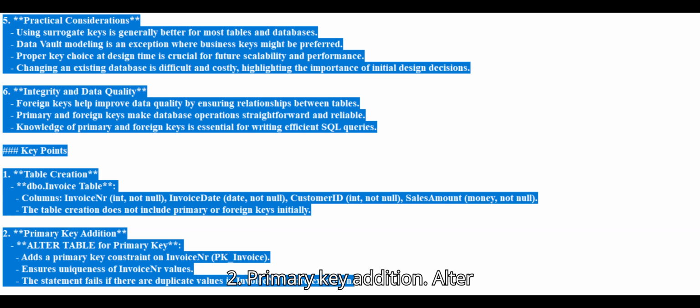2. Primary key addition. Alter table for primary key. It adds a primary key constraint on invoice_nr, PK_invoice. This ensures uniqueness of invoice_nr values. This statement fails if there are duplicate values in invoice_nr before execution.